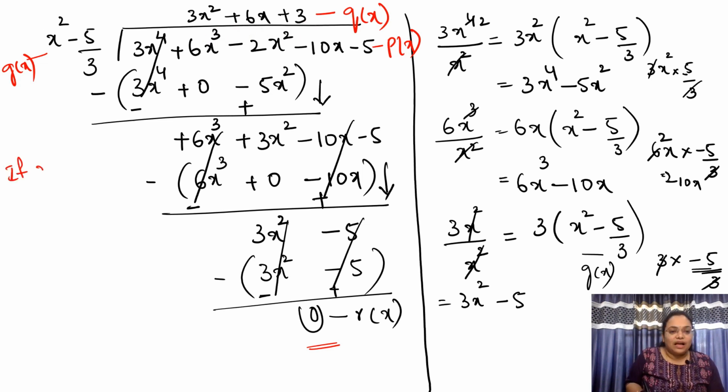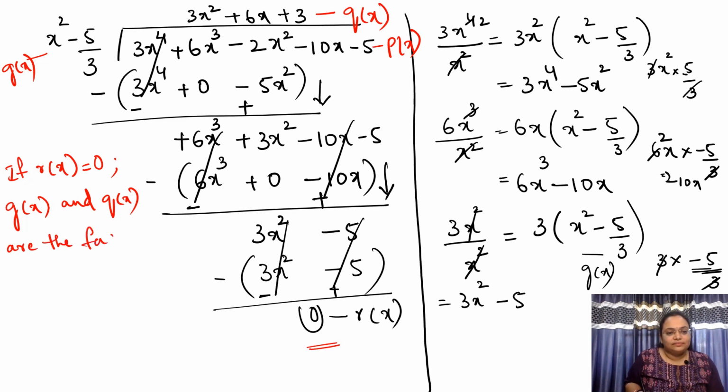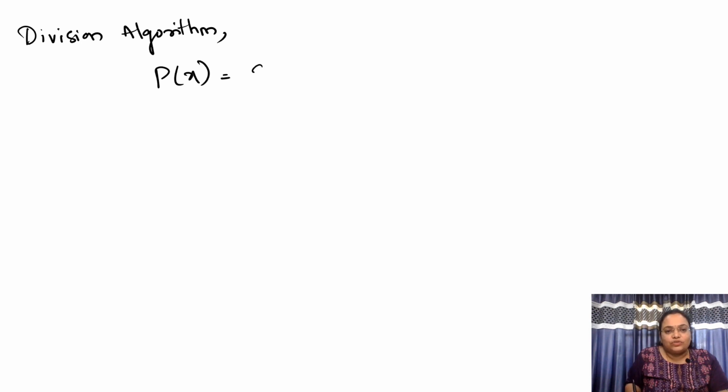See, if r of x is equal to 0, we know that g of x and q of x are the factors of p of x, right? Let us factorize q of x and find the remaining two zeros. From the division algorithm, we know that p of x is equal to g of x into q of x plus r of x.